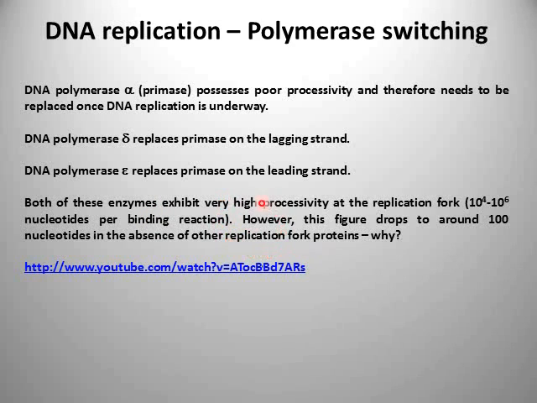Now, it's interesting that if you get rid of all the other proteins that are at the replication fork and just leave DNA polymerase delta there by itself, this figure drops to around 100 nucleotides. So in other words, there's something else in addition to DNA polymerase delta and DNA polymerase epsilon that's present at the replication fork that's largely responsible for the processivity, the efficiency and speed with which these DNA polymerases operate.